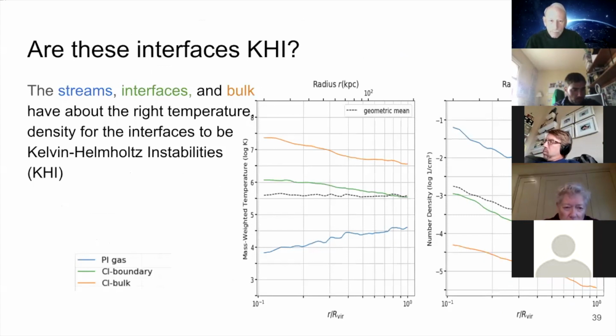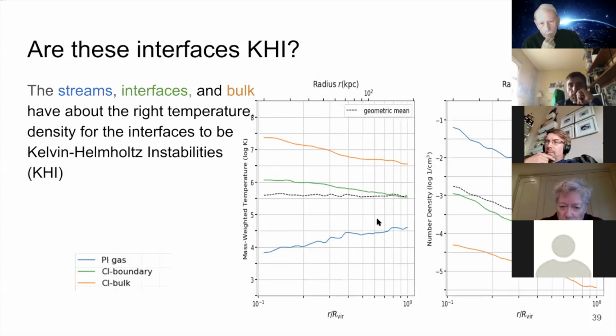So are these interfaces Kelvin-Helmholtz instabilities? And the answer is, well, first let's look at its temperature and density. So here we're going to look at blue is streams, green is interfaces, and orange is bulk. So is the dotted line, the geometric mean of the streams and bulk, equal to the interface density and temperature? Density, yeah, that looks pretty good. Temperature is maybe a little bit more sketchy.